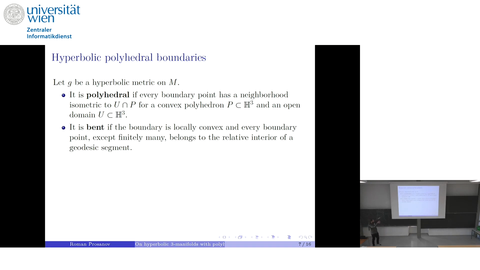So in all the settings here, we have an incomplete hyperbolic metric on our manifold that extends to the boundary, making the boundary locally convex. And I say that the boundary is band if every boundary point except finitely many belongs to the relative interior of a geodesic segment, and here geodesic segment in the extrinsic sense. So it should be really just a segment of a hyperbolic line.